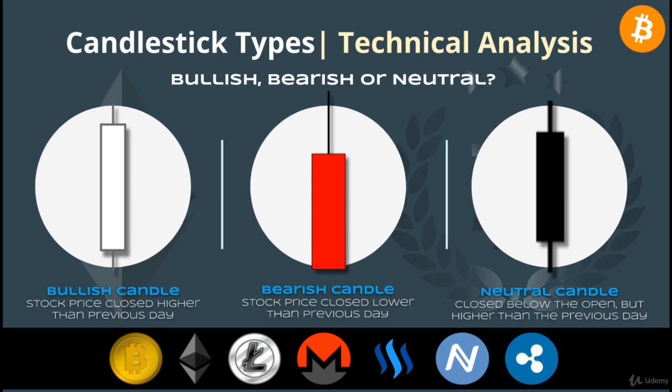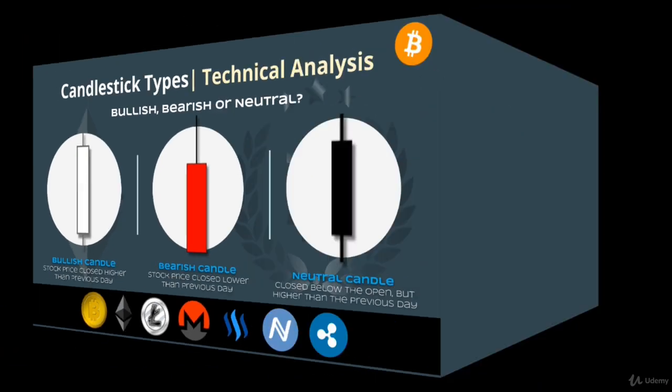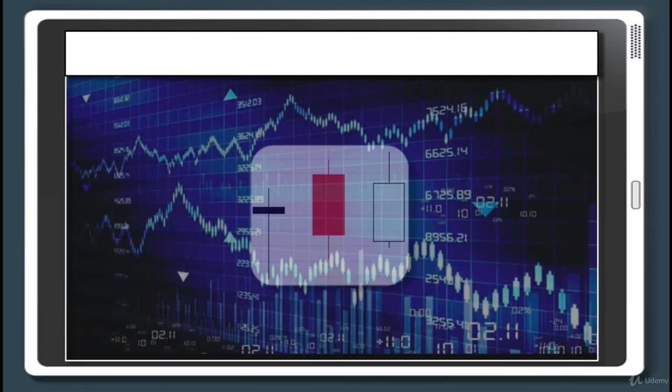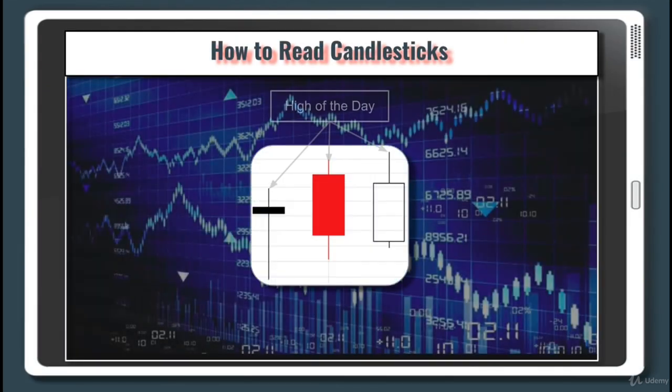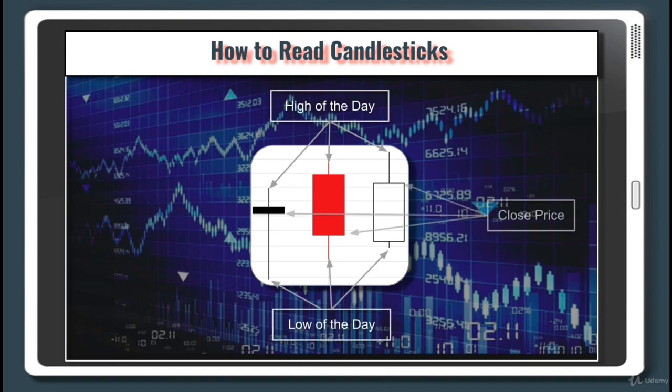Let's take a closer look at how to read and analyze each single candlestick. So here's an example of the 3 different candlesticks: a black neutral candle, a red bearish candle, and a white bullish candle. This image actually represents 3 days of price movement for a particular stock that I was looking at. The top of the vertical lines, also called the wicks or the shadows, represents the highest price that the stock reached for that particular day.